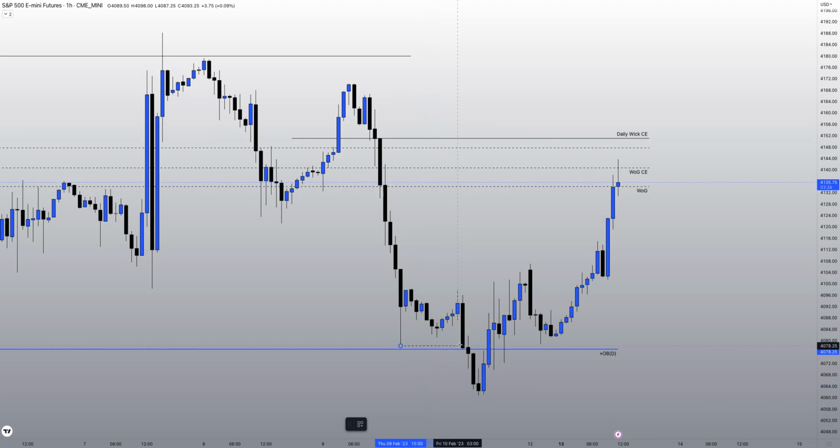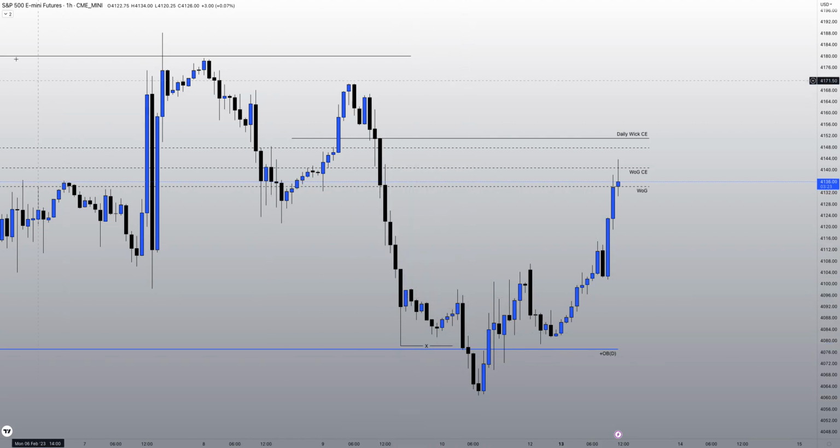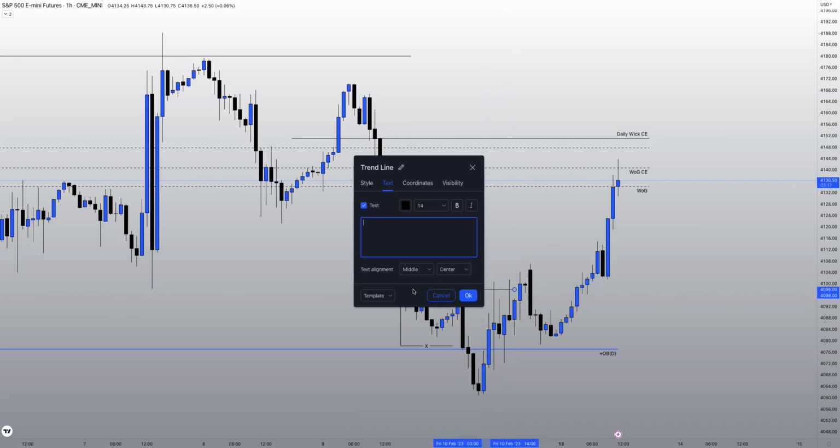pools of sell-side liquidity, and on Friday, makes its way back above a swing high. So where does that leave us? This leaves us a shift in market structure. It's not pretty, but it is a shift in market structure.